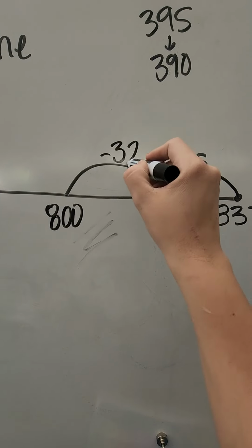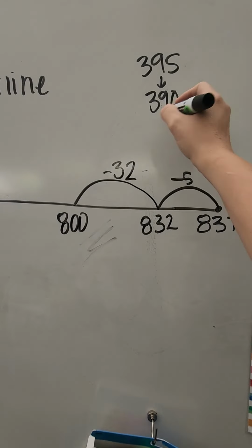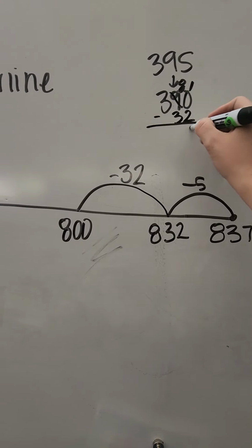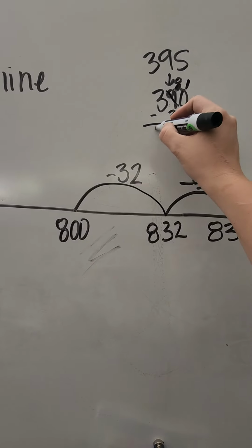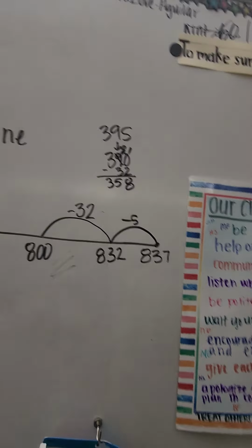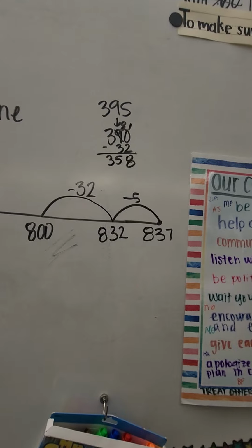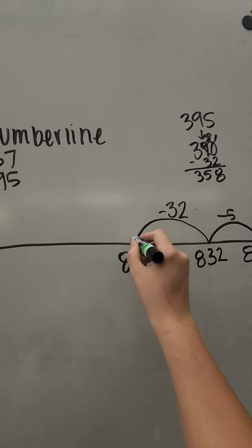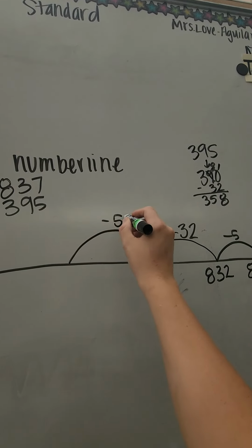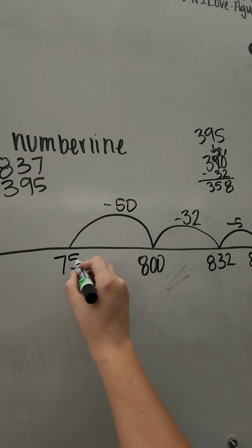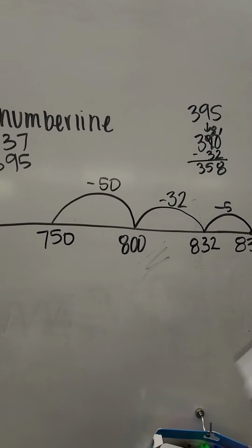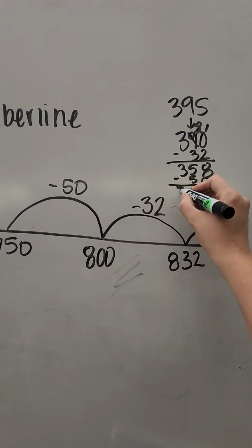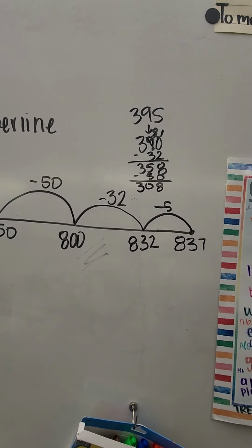All right, I subtracted 32 just now. So 90 minus 32. Let's see. That is going to be 358. I still need to subtract. Okay. Well, let's see. I could do 50. Let's do 50. Because I know that will be 750 if I subtract that. Okay, so I just subtracted 50. So I still have to subtract 308.